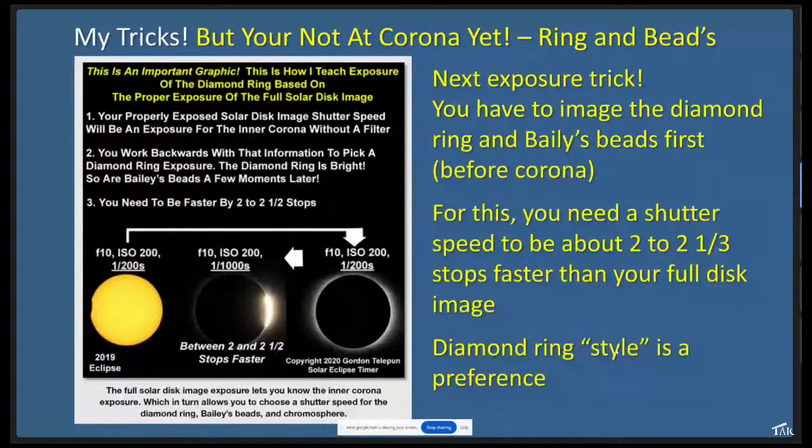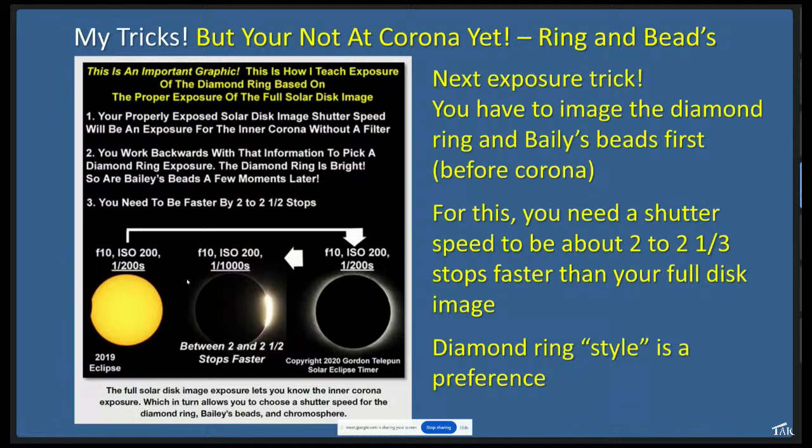Again, from my experience, it all comes down to understanding your properly exposed full disk image, because your properly exposed full disk image is going to expose for mid corona. But I know from my experience that if you go 2 to 2 1/3 stop shutter speeds faster than this yellow picture here, you will be at a good shutter speed to enter diamond ring, Bailey's beads, and chromosphere.